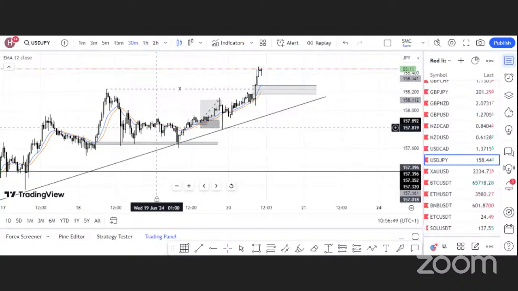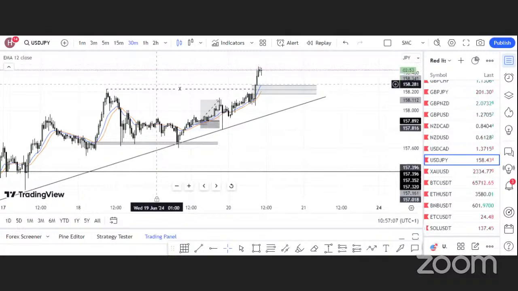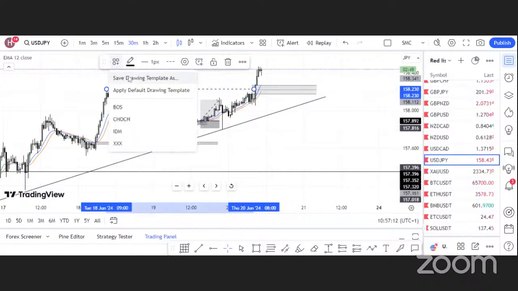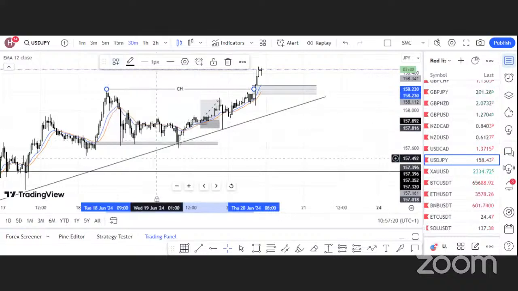So I expect the market to sell to the downside. After selling to this point, I expect the market to continue its bullish move. So I'm going to be keeping an eye out for this analysis, and once the requirements are met, I'm going to share this with my premium members.